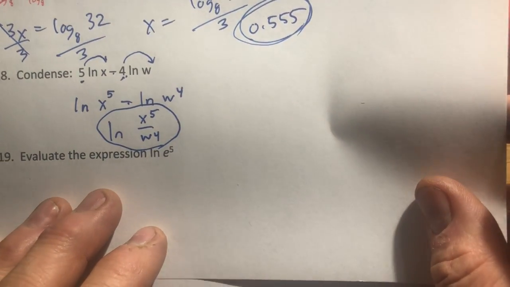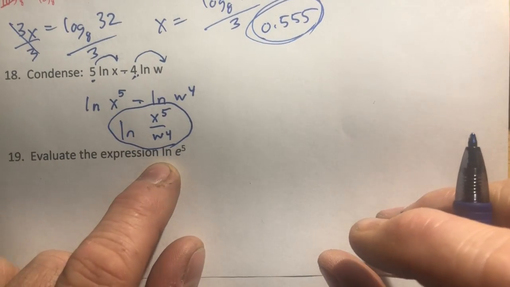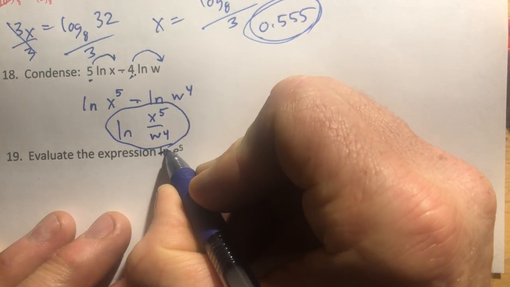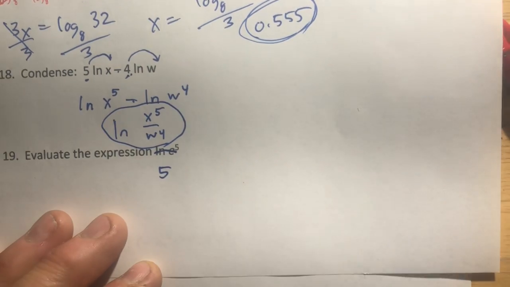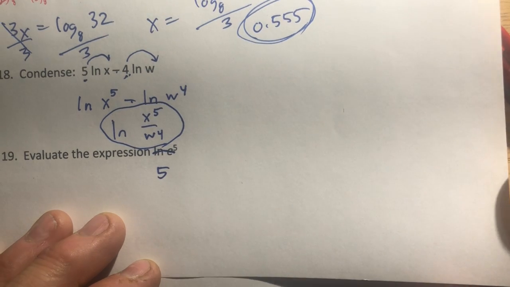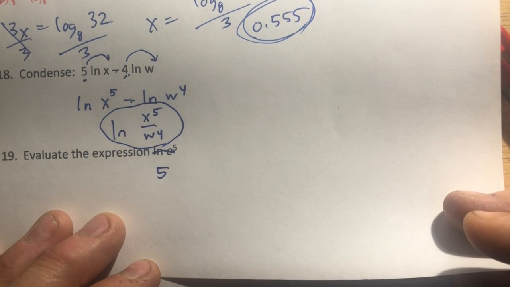Okay. Here, evaluate the expression ln e to the 5. Ln and e are inverses. They cancel. It's just 5. Yeah, that's right. ln and e cancel.